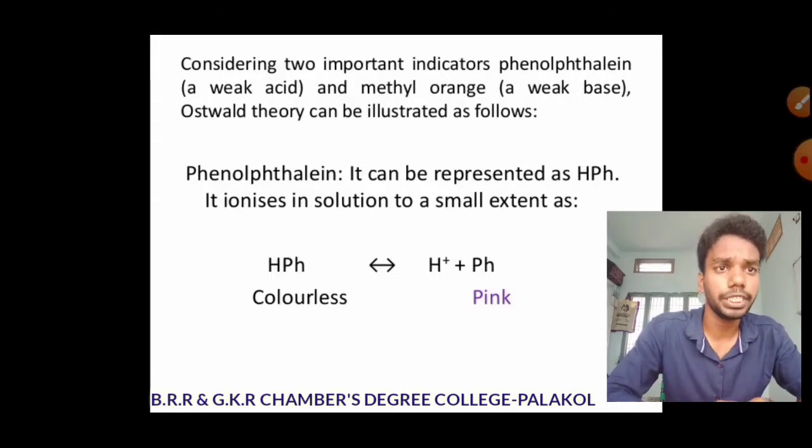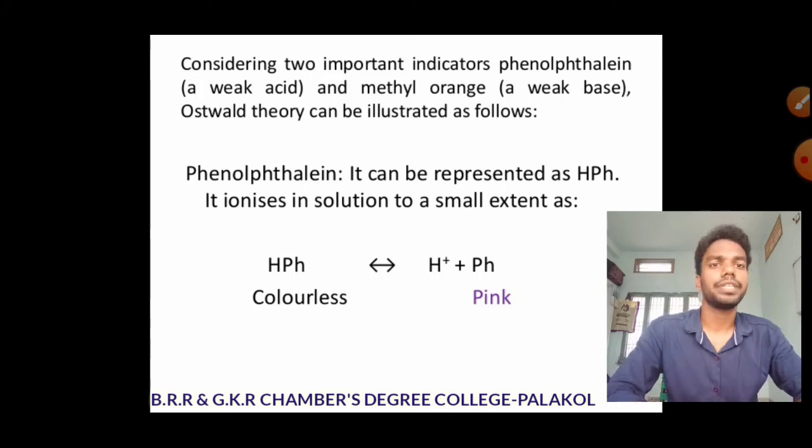So consider two important indicators: phenolphthalein, which is a weak acid indicator, and methyl orange, which is a weak base indicator. So Ostwald theory can be illustrated as follows. First I am taking the phenolphthalein indicator. It can be represented as HPh because it is a weak acid indicator. So it has H plus ions. It dissociates into H plus and Ph minus. So it ionizes in solution to a small extent as HPh, that is H plus and Ph minus, right?